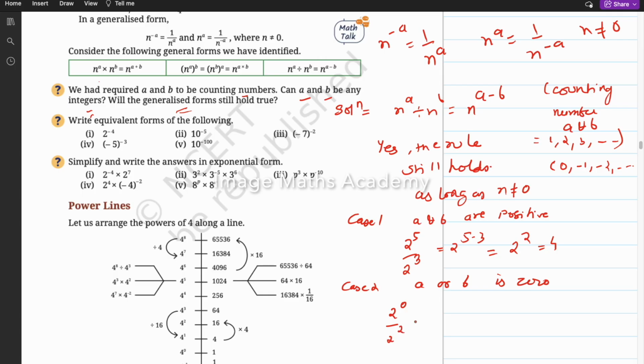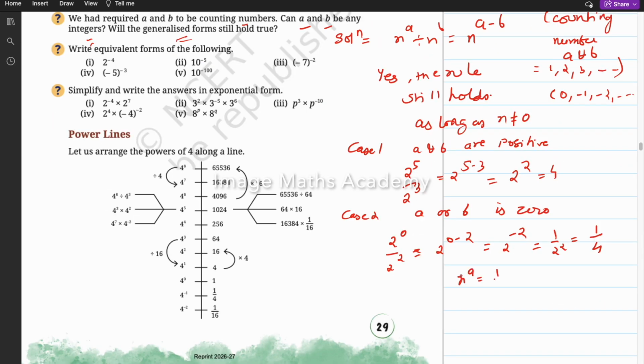Case 2: if one of a and b is 0, so 2 to the power 0 upon 2 to the power 2 is equal to 2 to the power 0 minus 2, which is equal to 2 to the power minus 2, which is equal to 1 upon 2 to the power 2, which is equal to 1 upon 4. So here n to the power minus a is equal to 1 upon n to the power a.